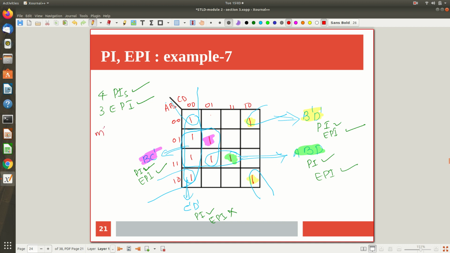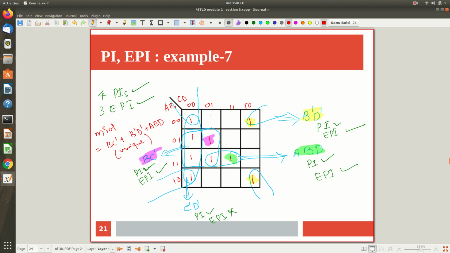So the final minimal sum of product expression is again, just write down all the essential prime implicants: B C dash, or B dash D dash, or A B D. This C dash D dash alone is not essential. You can eliminate it and you will be getting it as unique, because they cover all the ones.